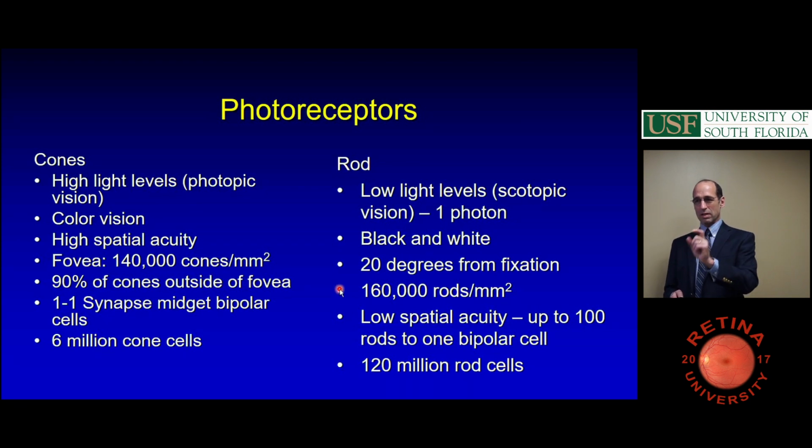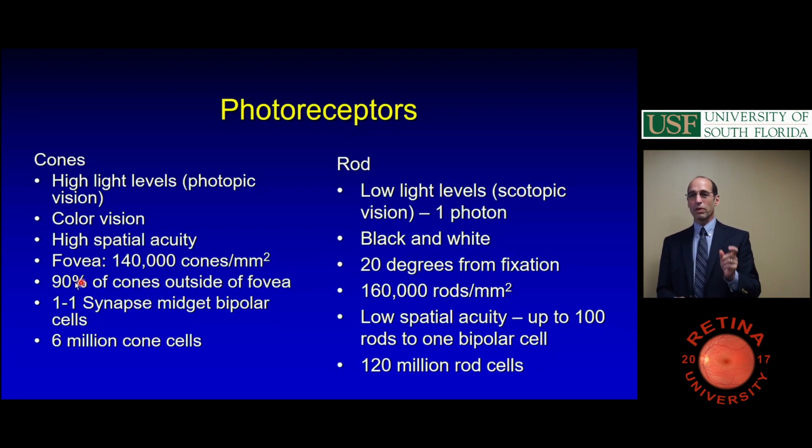And the rods are densest 20 degrees from fixation. Does anybody know what phenomenon that is? Does anybody experience the rods being off center when they do anything? When you look up at the night sky, you'll see stars that are small, and then when you look at them directly, they disappear. That's how your rods work.